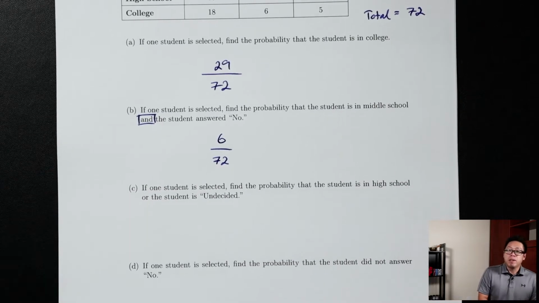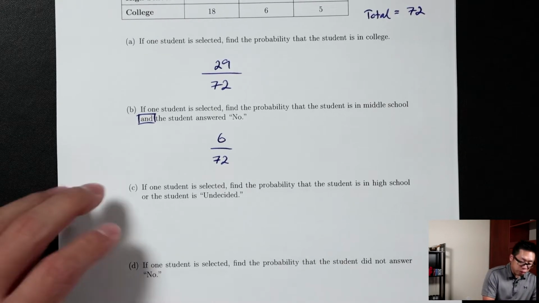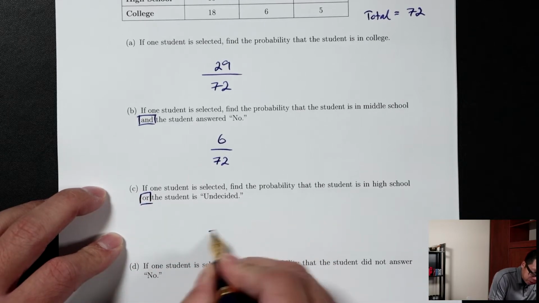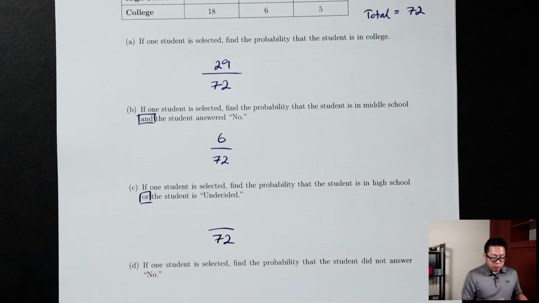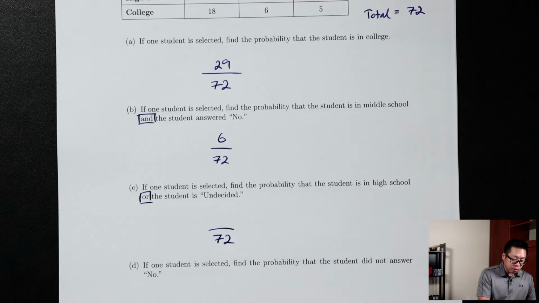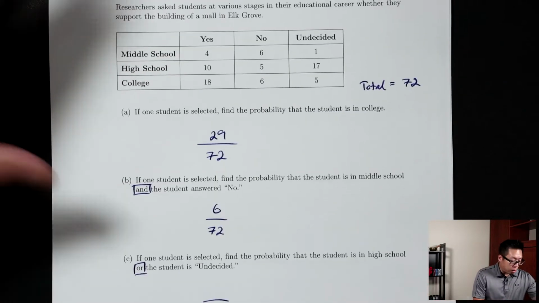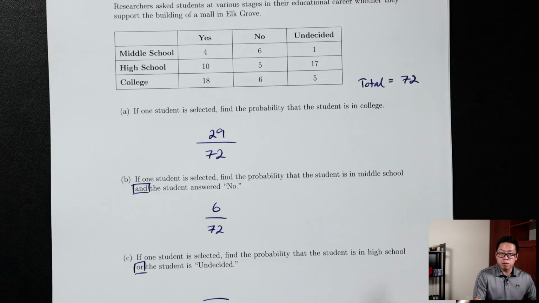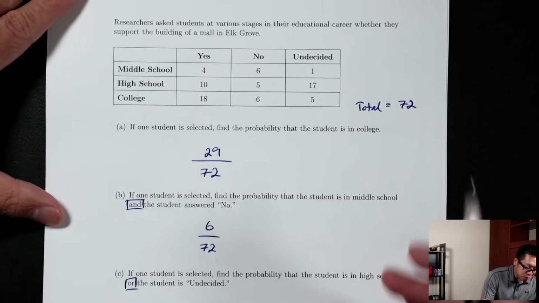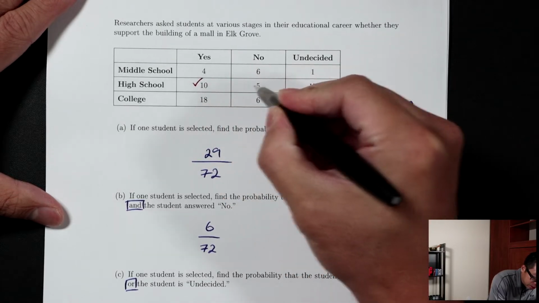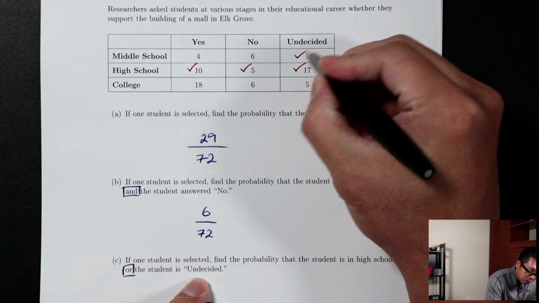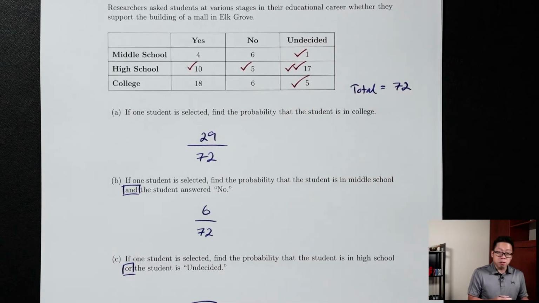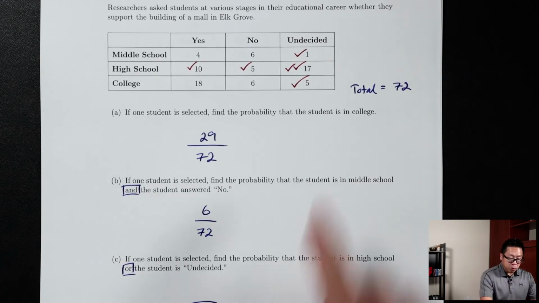Part C, if one student is selected, find a probability that the student is in high school or the student is undecided. So keyword is the word or. The bottom is still going to be the total of everybody, which is going to be 72. Now, or means I want to take all the high school students and combine them together with all the undecided students. So all the high school students would be this 10, this 5, this 17. All of the undecided students would be the 1, the 17, and the 5. So all those numbers. Just have to remember that I don't want to count the 17 twice.